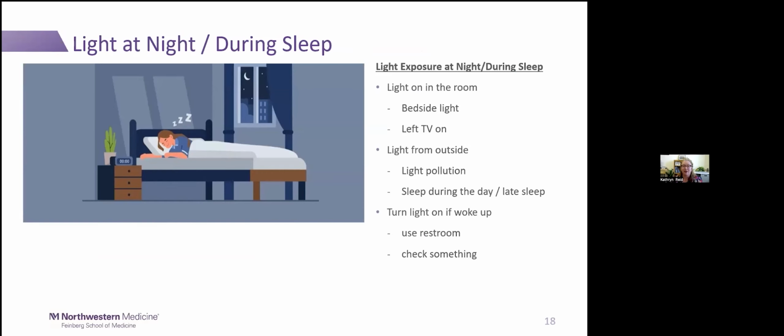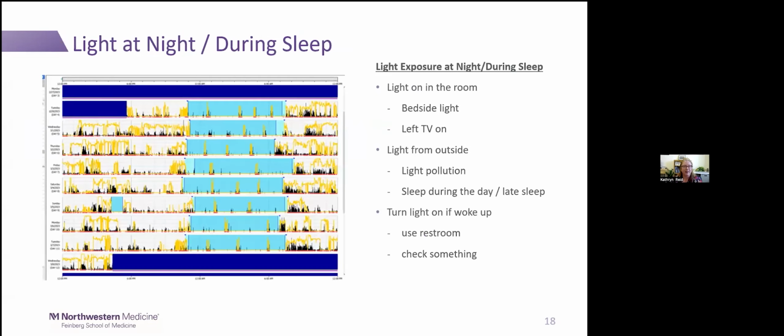You can turn the light on if you get up and go to the bathroom, or if you get up to check something. And this is an example of a rest activity pattern where someone is getting up multiple times during the night and turning their lights on and getting light exposure in the middle of the night whilst, in theory, they're sleeping or during their sleep period.